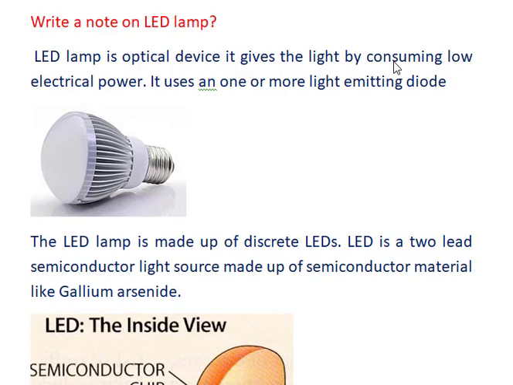The LED lamp is made up of discrete LEDs, and the LED is a two lead semiconductor light source made up of semiconductor materials like gallium arsenide. Some other impurities are mixed with it to produce different colors by changing the band gap between the valence band and the conduction band.